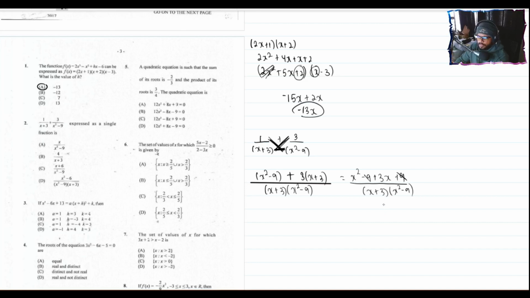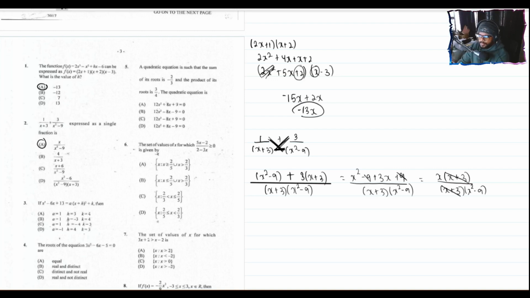Let's see if it has any factor with x squared plus 3x on top. No. So we could factorize it up into x plus 3 over x plus 3 into x squared minus 9. The x plus 3 and the x plus 3 cancel. So we have x over x squared minus 9. So the answer for number 2 is A.